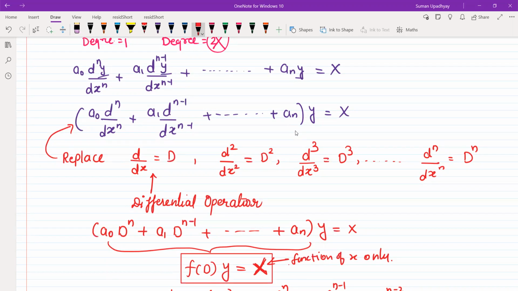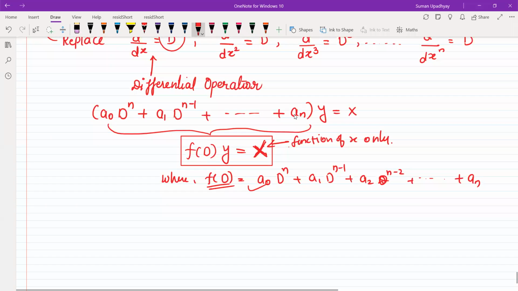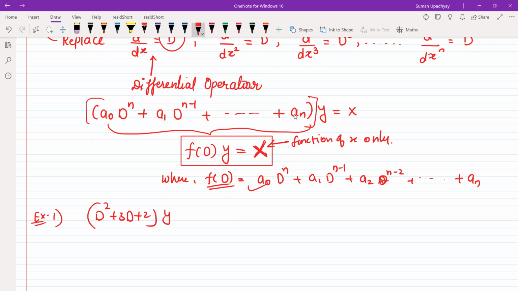Okay, so what did I do? This was the form from which I took y common. Then ये term बचा हमारा bracket में. Then I'm replacing d by d/dx with capital D. Okay, and you'll get this. So the ये bracket वाला term है, that I'm denoting by f of d. So that means आपको जो differential equation रहेगा ना, it will be given like this. Okay, so d square plus 3d plus 2, and then y is equals to sin x.